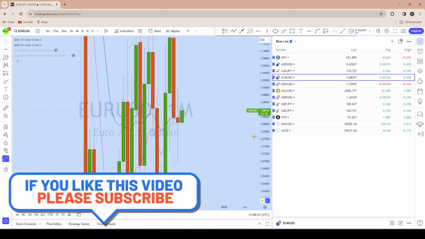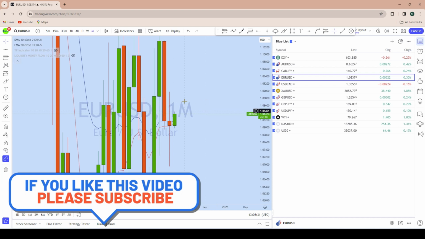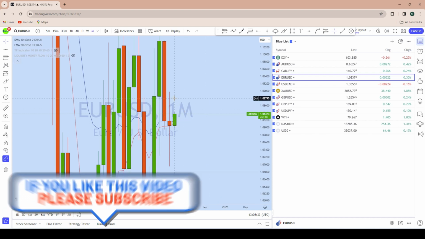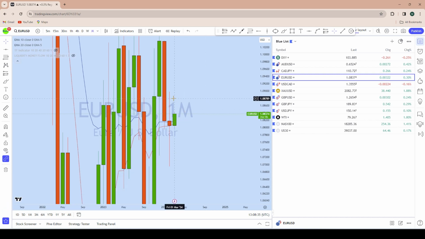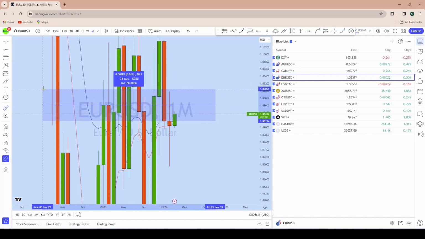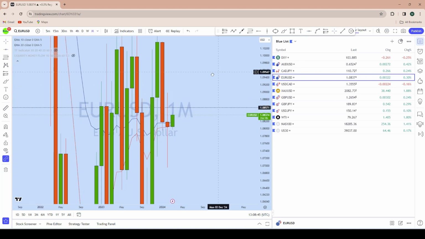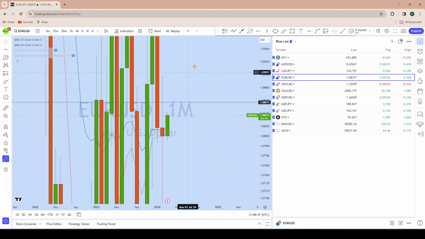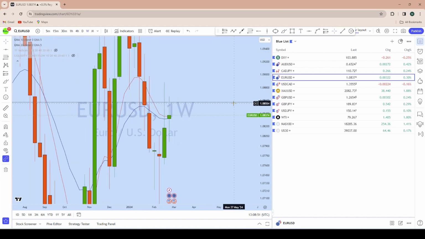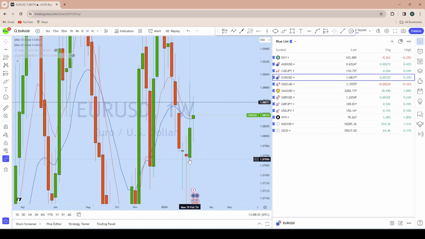Now with the doji formation, what we can expect on euro dollar is for the price to go ahead and retest at least the 50% of the monthly candles. With that being said, we will be waiting initially for euro dollar to go ahead and retest before dropping down.